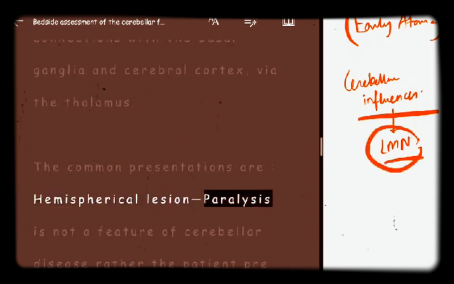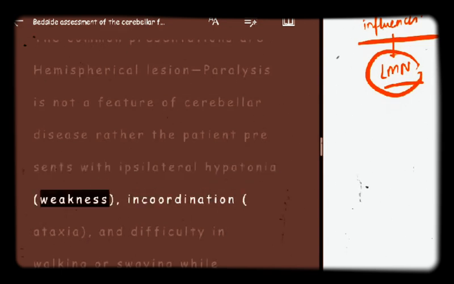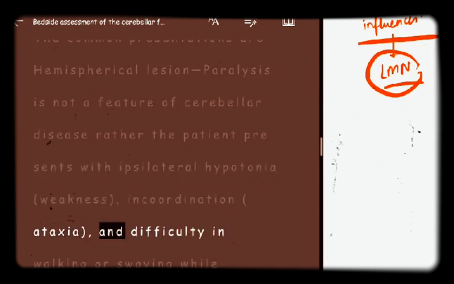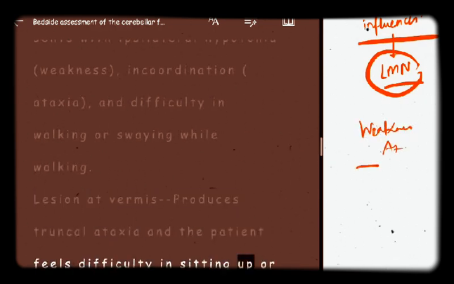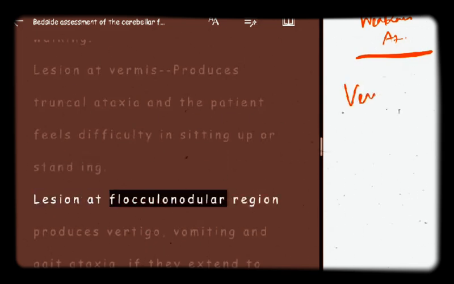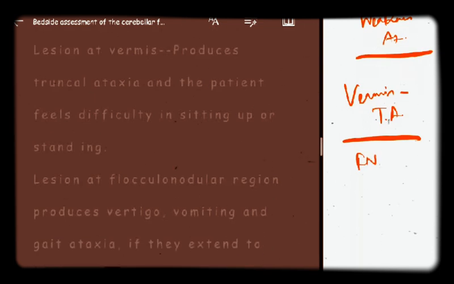Hemispherical lesion: paralysis is not a feature of cerebellar disease, rather the patient presents with ipsilateral hypotonia, weakness, incoordination, ataxia, and difficulty in walking or swaying while walking. Lesion at vermis produces truncal ataxia and the patient feels difficulty in sitting up or standing. Lesion at flocculonodular region produces vertigo, vomiting and gait ataxia, if they extend to the roof of fourth ventricle.